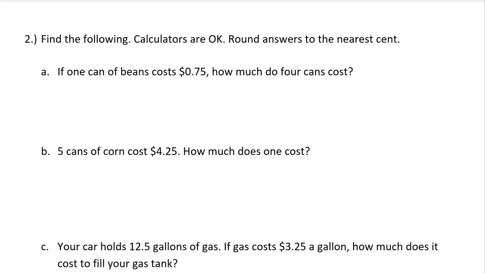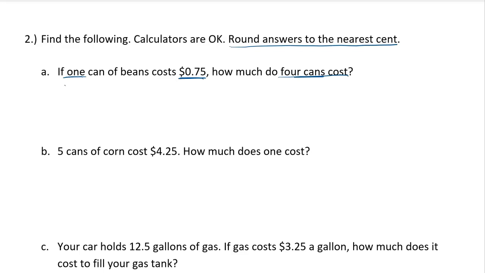All right, so notice here, generally it says round answers to the nearest cent. All right, which is just another way of saying to the nearest hundredth place. So if 1 can of beans costs 75 cents, how much do 4 cans cost? We have to identify what operation we need to use to find the answers of application problems. So in this case, we are given the price of 1 can of beans, and that's 75 cents. Now we want to figure out how many 4 of those cans cost.